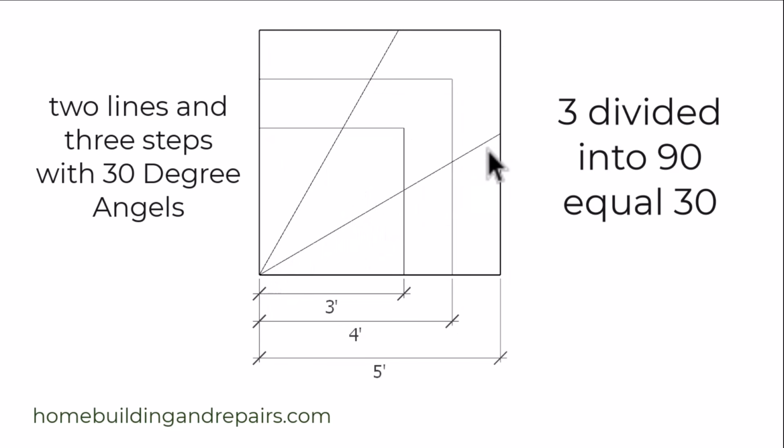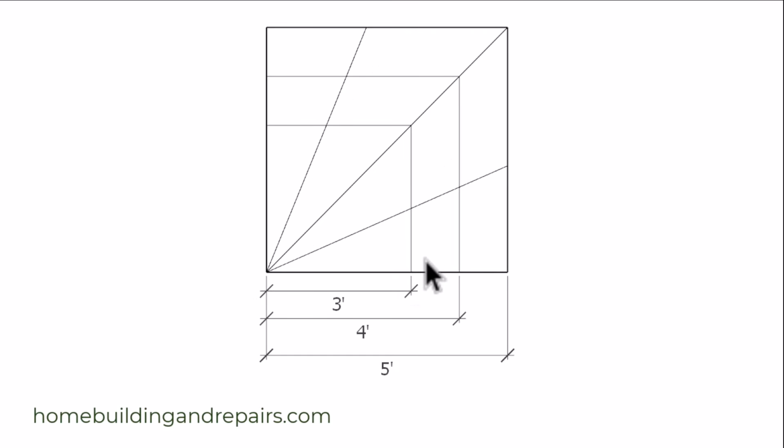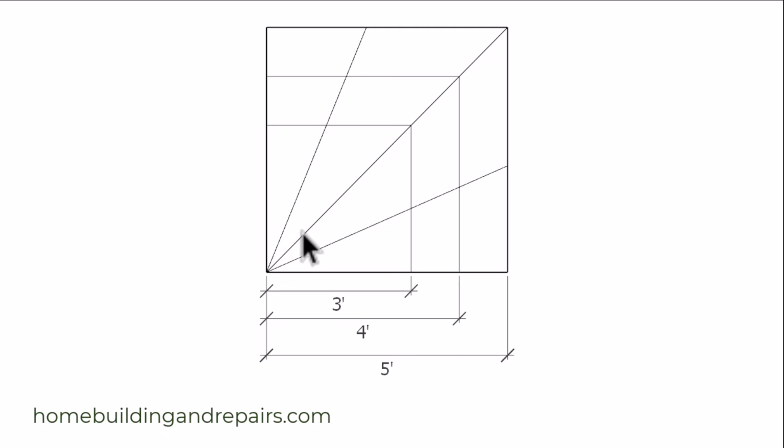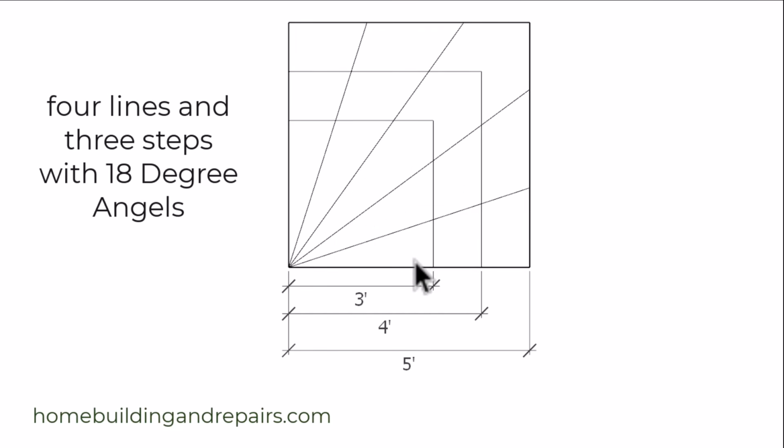Now if I draw two lines, I'm going to have a 30-degree angle for each one of the segments. And this will be the most common winder used, or should I say at least in the United States, because in other countries you might have 3 lines or 4 segments with 22.5-degree angles. Next up is going to be 4 lines and 5 segments at 18-degree angles.